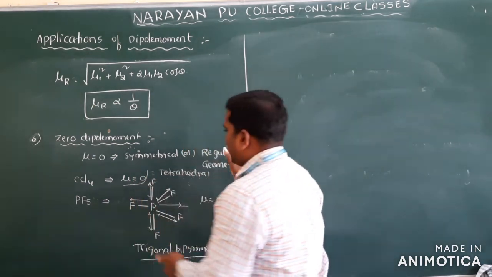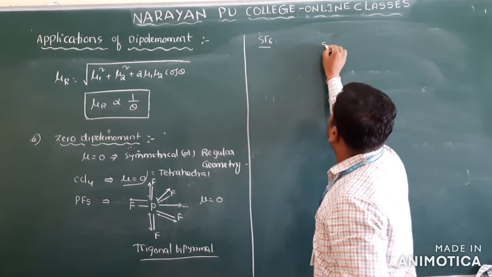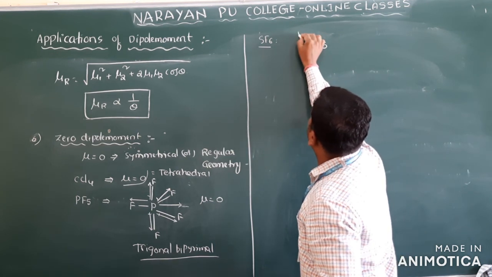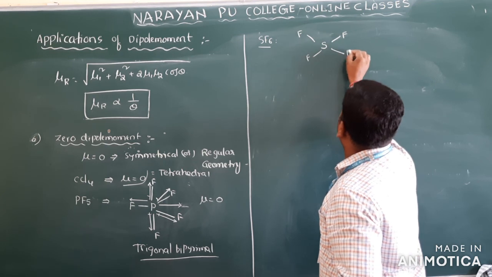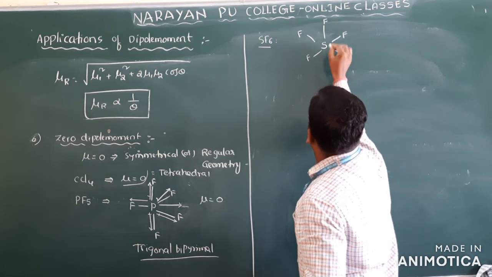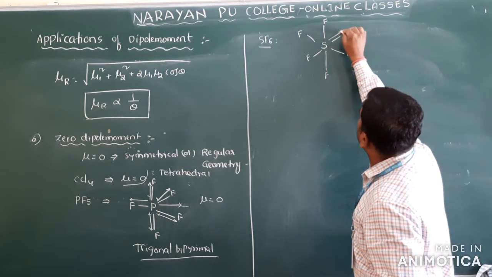In the same way, if I take SF6, this is octahedral shape. Octahedral shape means sulfur will be here, with fluorines around it, one fluorine up and one fluorine down. Same sulfur and fluorine. Fluorine is more electronegative.